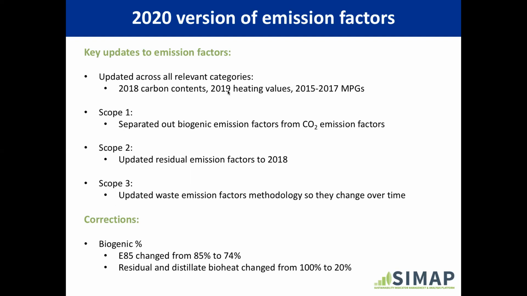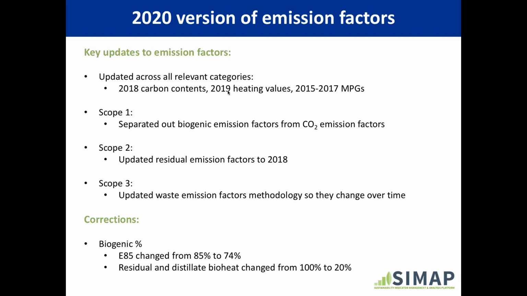We also made some updates to the miles per gallon values that we use for some of the commuting factors and things like that. Some of the other big updates that Allie was talking about: in scope 1, we separated out the biogenic emission factors from the CO2 emission factors. That is where you will see the largest change in the emission factors if you're comparing version to version and year to year. In scope 2, the only update we made was updating the residual electricity emission factors, as a new version was released from Green-e, which is our source for residual electricity emission factors.